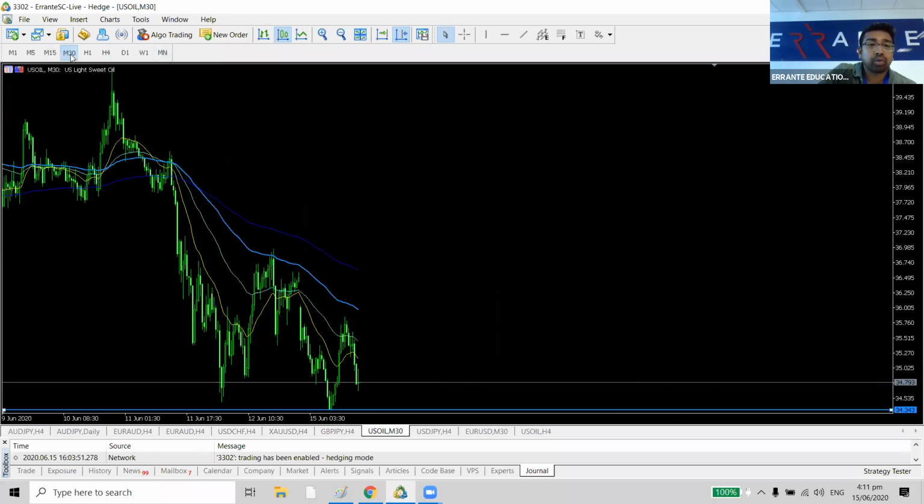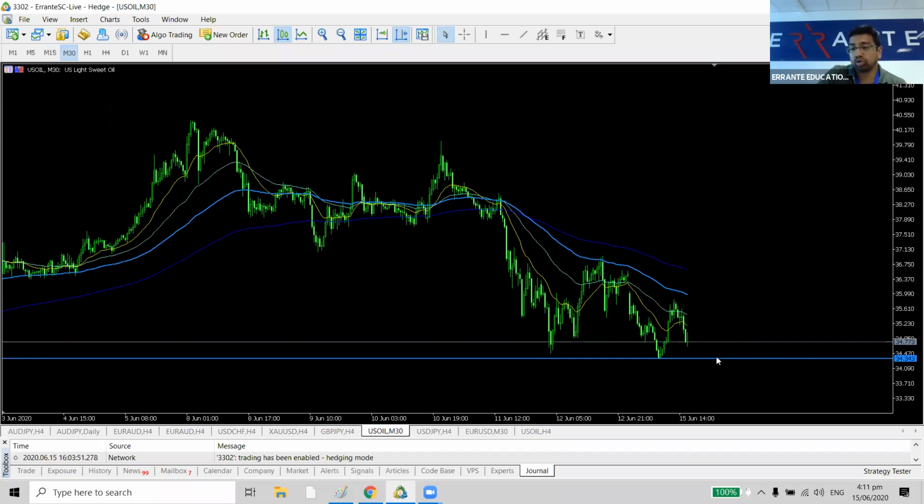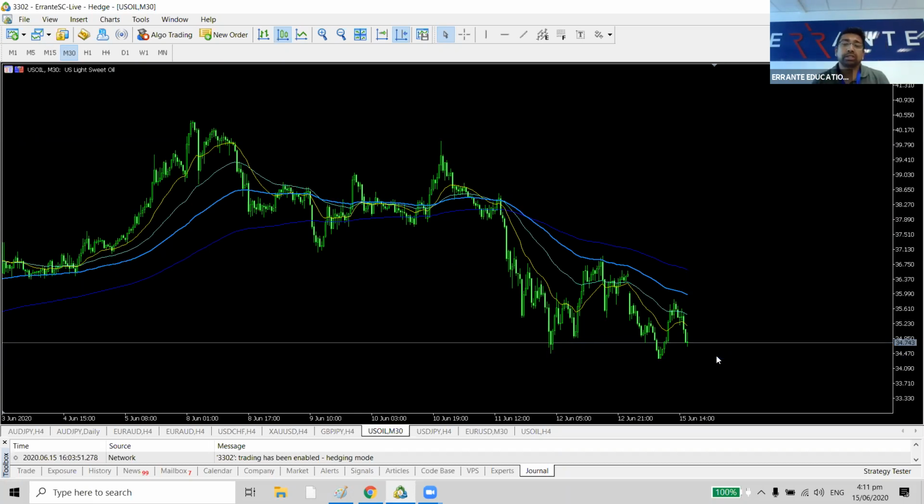But let's see what's happening with oil on the 30 minute chart. Now, this is how a clear trend looks like. Okay, now if I've got a clear trend, then I can see a setup. I can teach you and share with you ABCD patterns or setups and all that, because the trend is really clear.